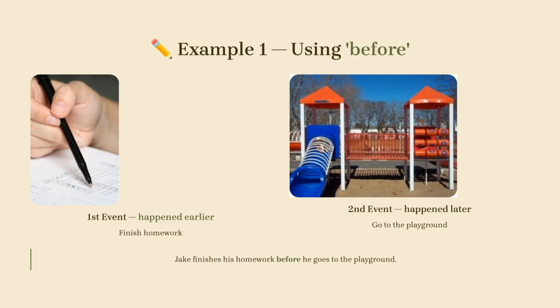Let's look at another example using before. The first event, which happened earlier, is finish homework. The second event, which happened later, is go to the playground. When we connect them, we get Jake finishes his homework before he goes to the playground.